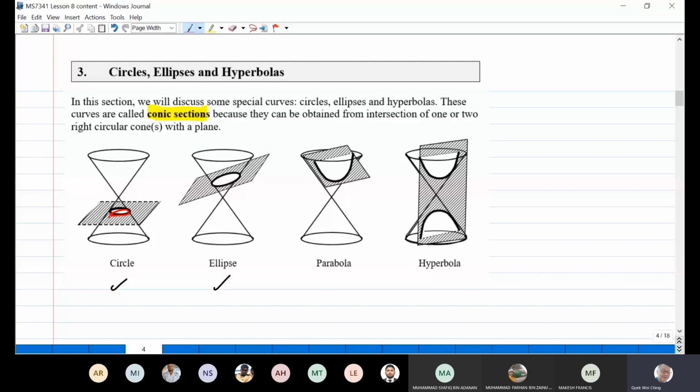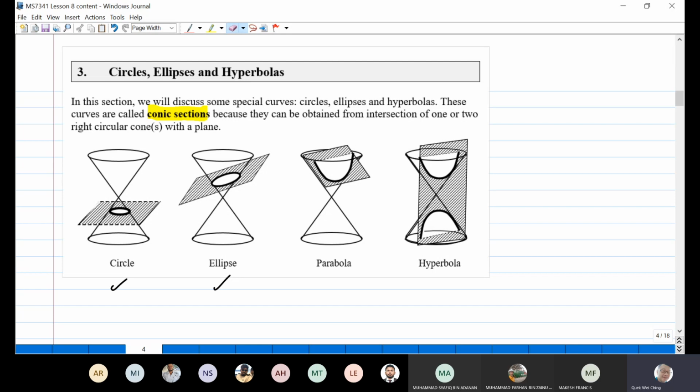So just to recap again. If you cut the cone horizontally, when a plane cuts the cone horizontally, you get a circle. This is where the circle comes out on top. And if you slant the plane a little bit when you cut the cone, then you get something that is not a circle now. It's called an ellipse. This is how the ellipse comes about here.